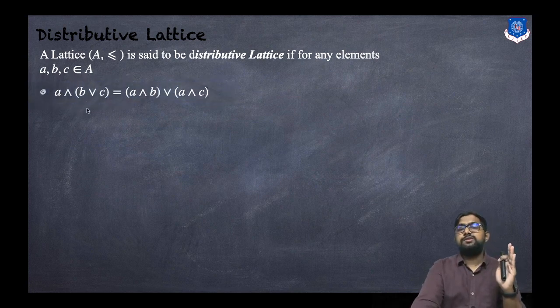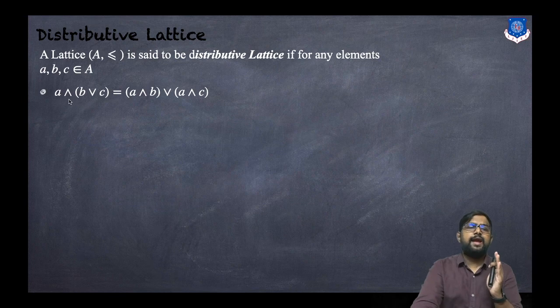A, this first condition. So that means A and (B or C) equals (A and B) or (A and C). Now this AND means what? It is the GLB, and this OR means LUB. Fine. So GLB and LUB. So it is nothing but the distributive property or distributive law.